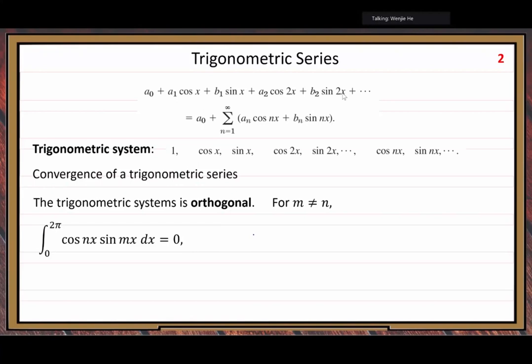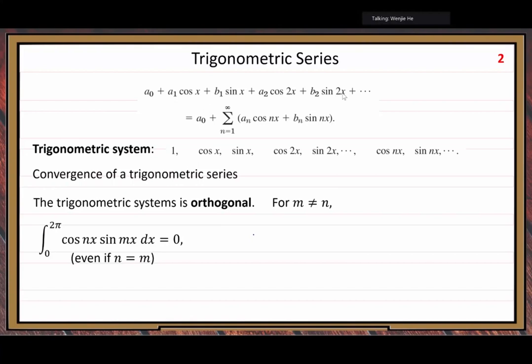Cosine of nx times sine of mx, for m and n different, the integral is 0. For any m and n, different. If the same, non-zero? Okay. Oh, here even the same is also 0, because the functions are different: the cosine function and the sine function are different. So even when m and n are the same, the integral is still 0.